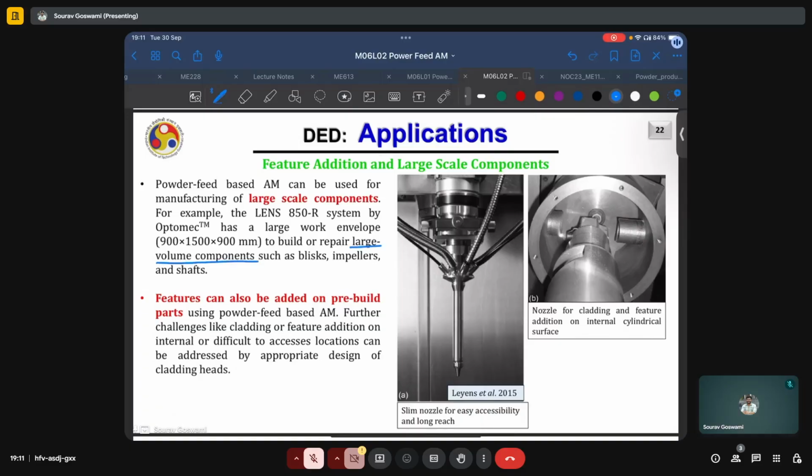Features can also be added on pre-built parts using powder feed based AM, and other challenges like cladding or feature addition on internal surfaces or difficult to access locations can also be addressed by suitable design of the cladding head. As shown here, where we have a very slim nozzle for easy accessibility and long reach, or we have a specially designed nozzle for cladding and feature addition on the internal cylindrical surfaces.